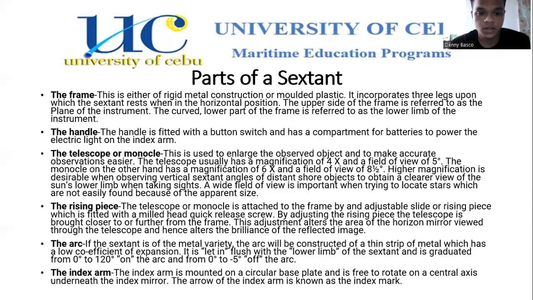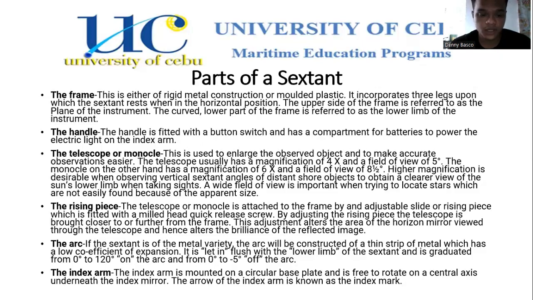Next is the handle. The handle is fitted with a button switch and has a compartment for four batteries to power the electric light on the index arm. Next is the telescope or monocle. This is used to enlarge the observed object and to make accurate observations easier. The telescope usually has a magnification of four times and a field of view of 5 degrees. The monocle, on the other hand, has a magnification of 6 times and a field of view of 8.5 degrees.